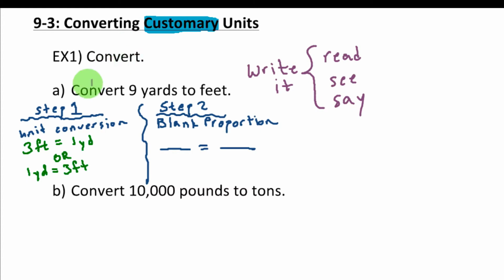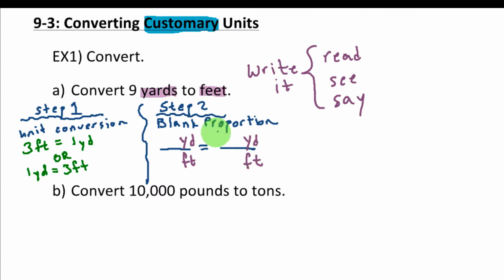But if we look at this problem, it's written as yards to feet. So I'm reading it as yards to feet. And that's how I want to set up my proportion. Yards will go on top on this side. Feet will go on bottom. Another way to think about it is what comes first. Yards come first, so I'm going to put it on top. Feet come second, so I'm going to put them on bottom. And then from there, if I do it to this side, I've got to do it to the other side. So we have yards on top, feet on the bottom again.